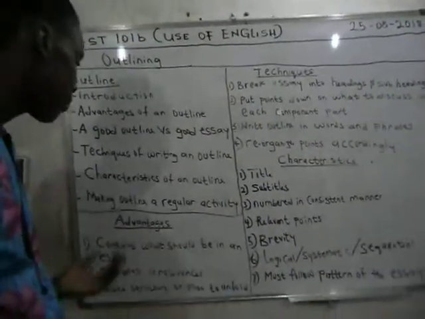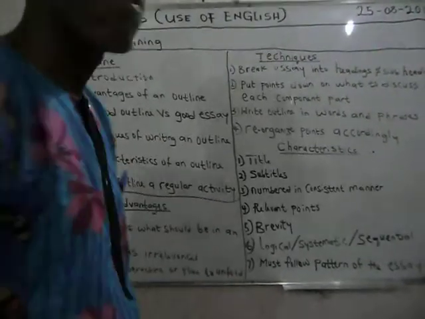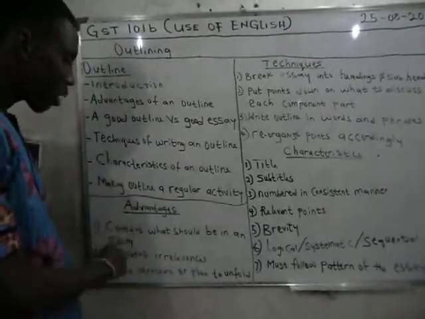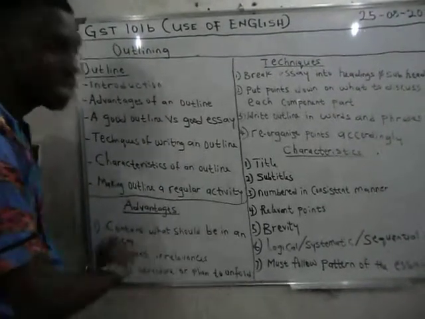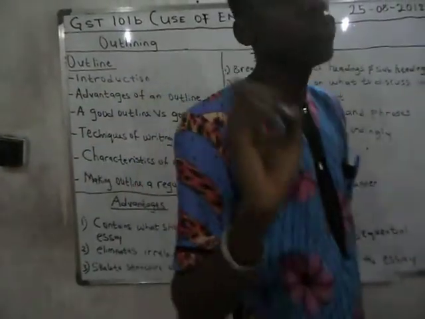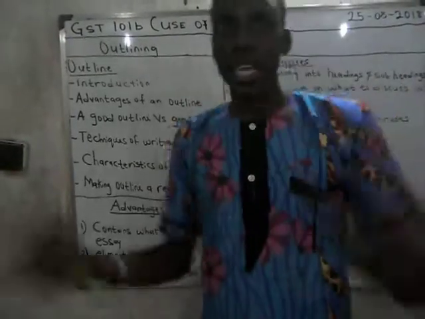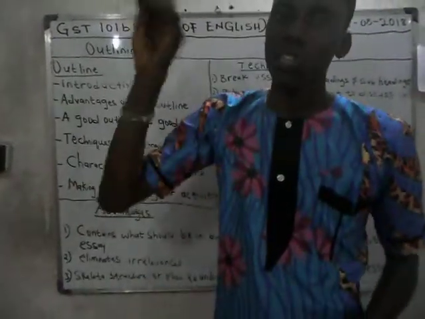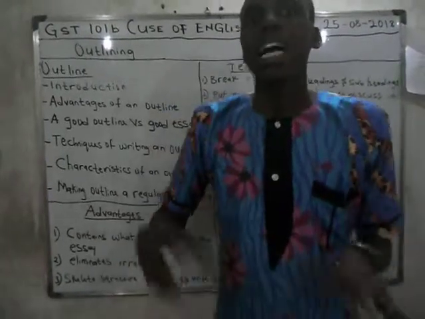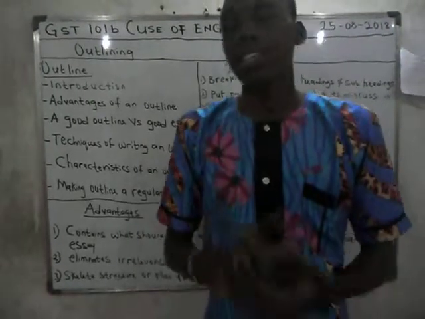Let us look at some of the advantages of an outline. The advantages are coined from the purpose of an outline. The first purpose of an outline is that it contains what should be in an essay. It also tells you what shouldn't be in an essay. Things that are not necessary to be included in the essay are dropped out. An outline includes what should be in an essay.